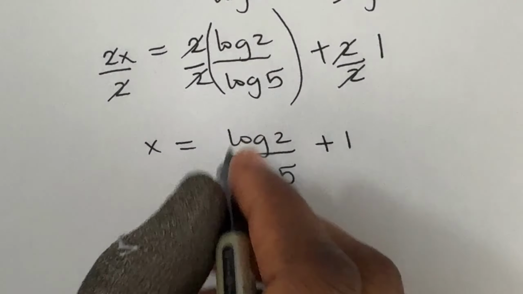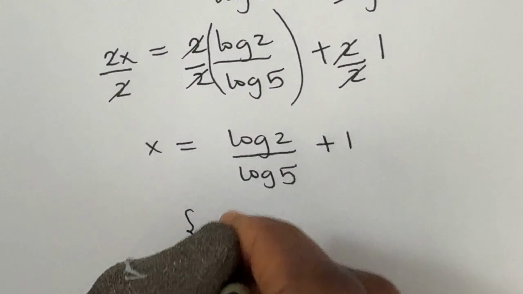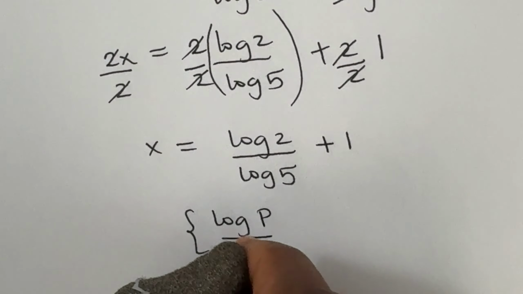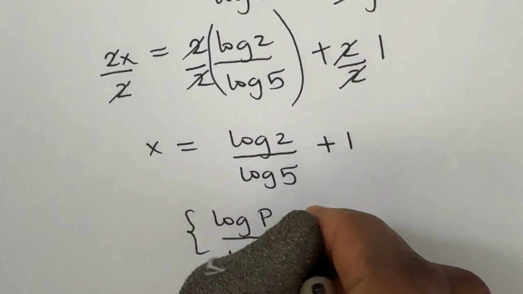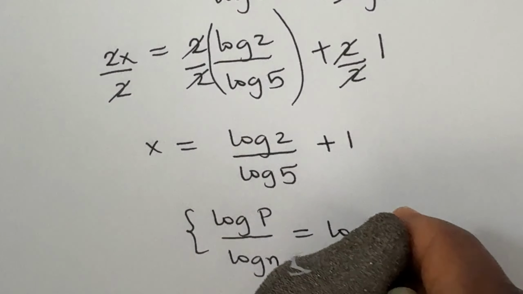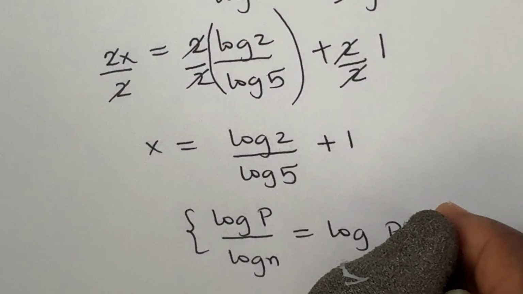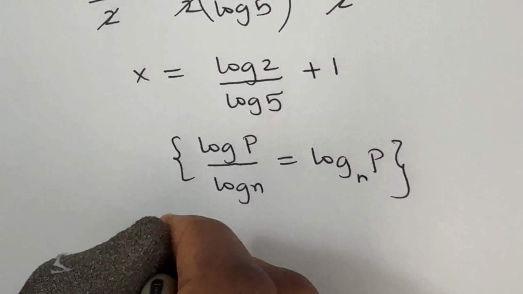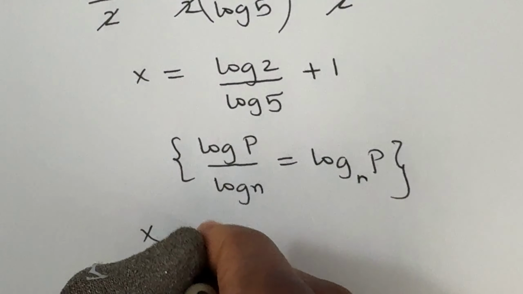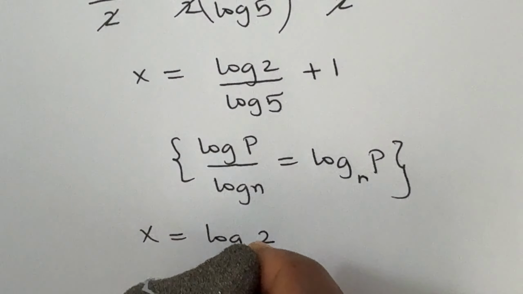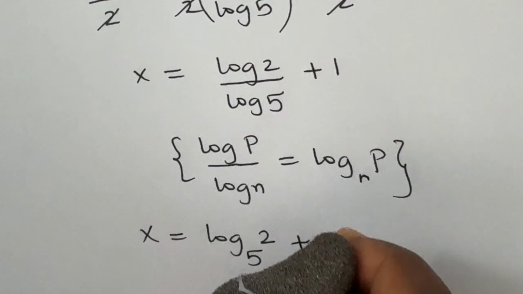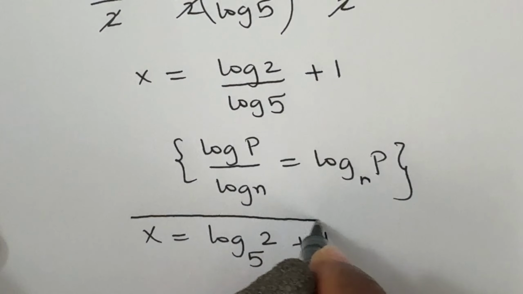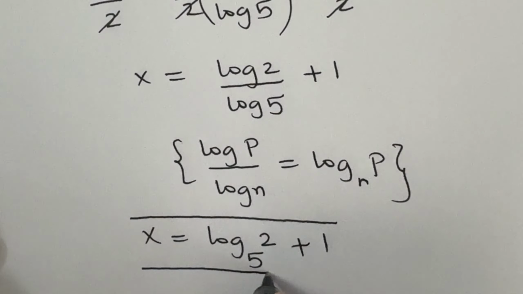This expression is of the form log p divided by log n. By logarithm, this is given as log p base n. Therefore, x becomes log 2 base 5, then plus 1. This will now be our final answer to this problem.